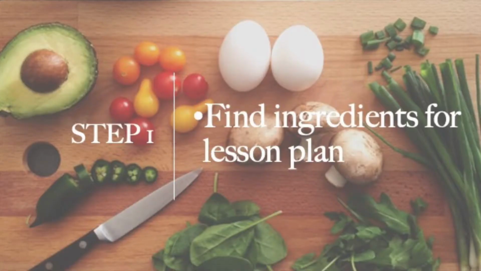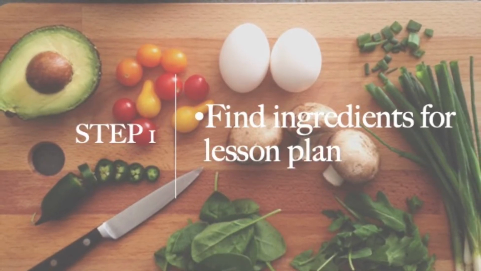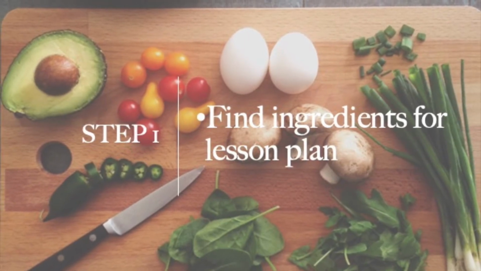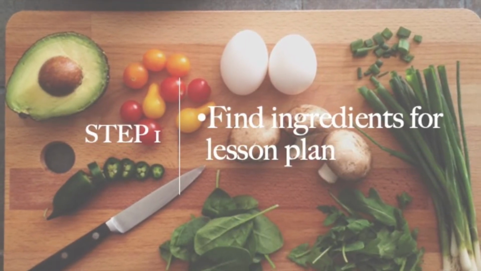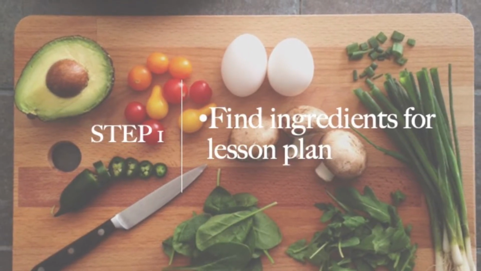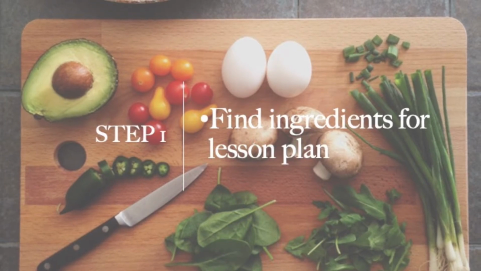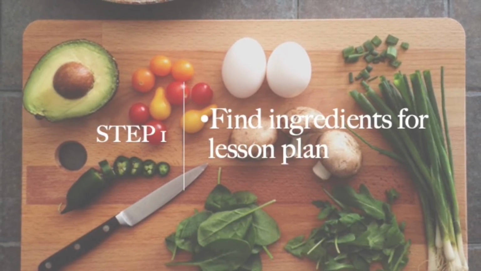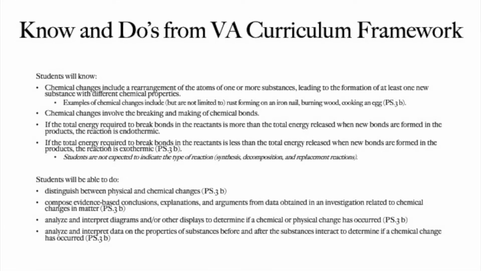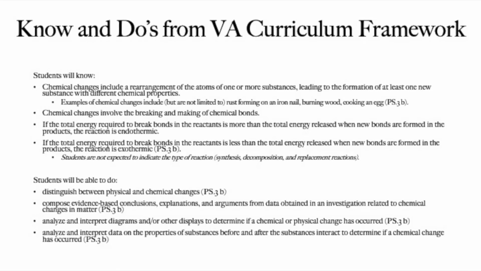To design an effective science lesson, you have to have the right ingredients, just like an award-winning meal. This is where you need to go out and find, first of all, what are the standards that you're teaching? What do students need to know and do? And then you need to find some really great activities and resources. For this video, I'm going to use the 8th grade standards from Virginia, specifically related to chemical change.